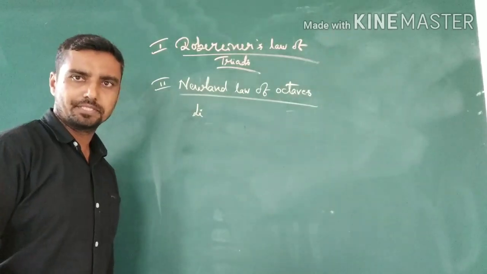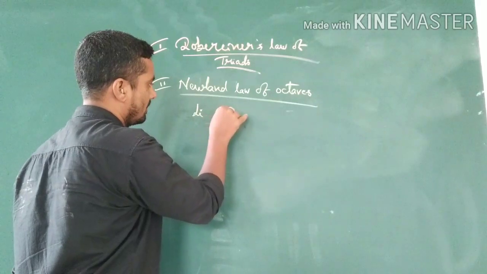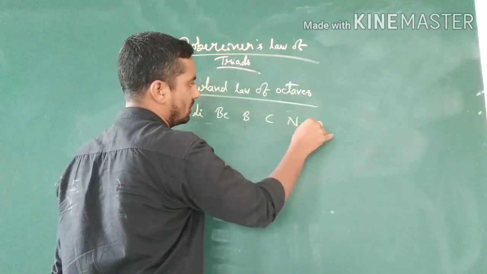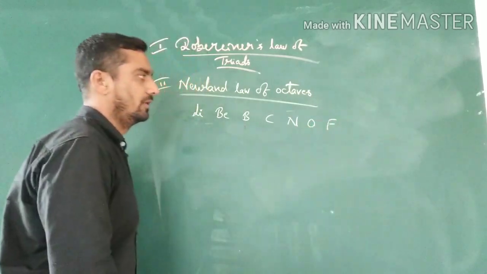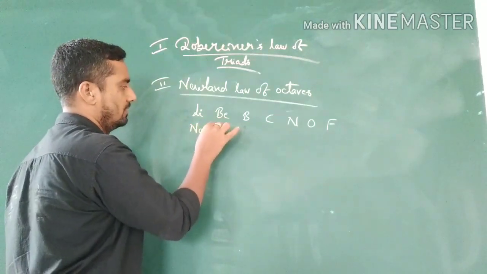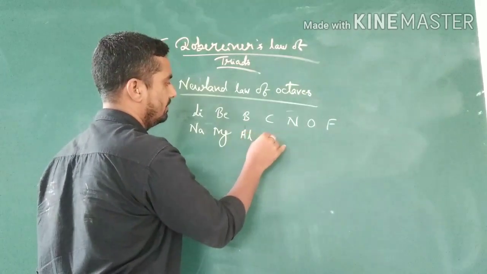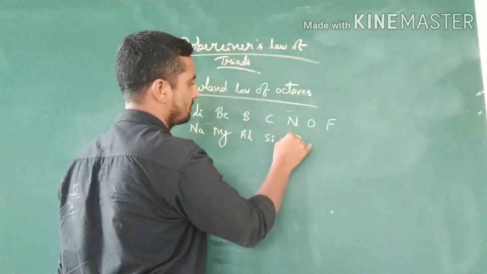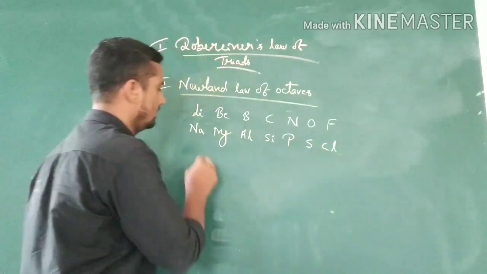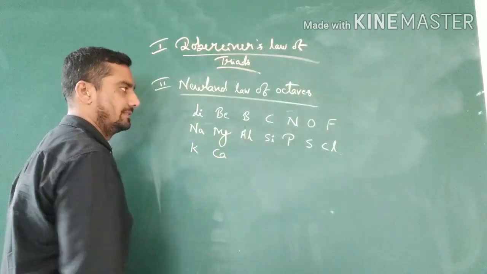We have arranged elements in increasing order of atomic mass. After lithium there is beryllium, boron, carbon, nitrogen, oxygen, and then fluorine. After fluorine we go for sodium, and then magnesium, aluminium, silicon, phosphorus, sulfur, chlorine, and then potassium. After that there is calcium.